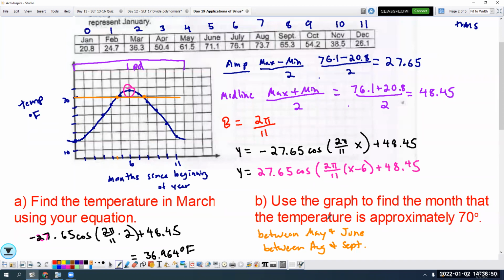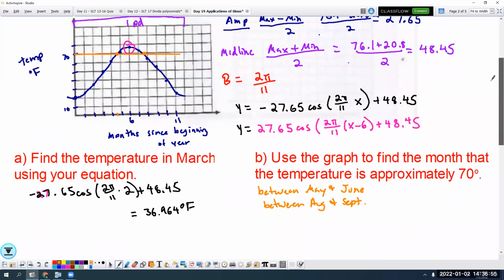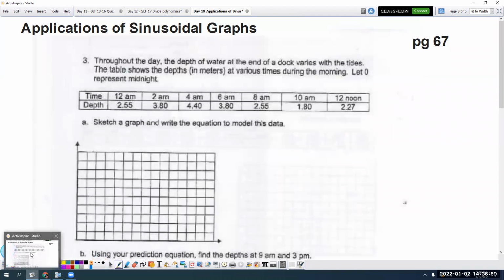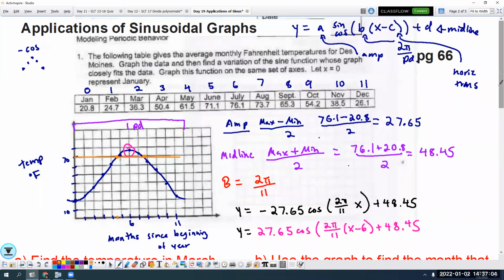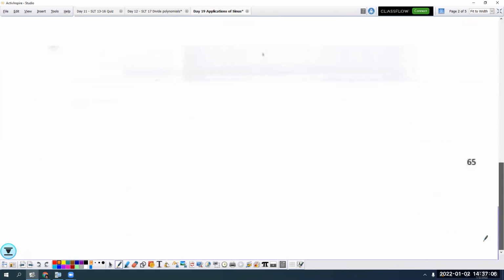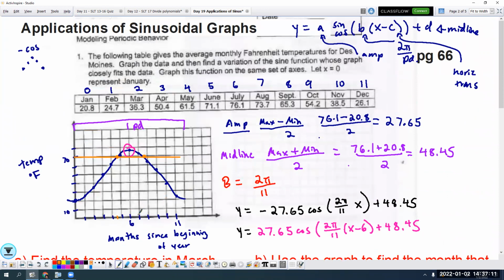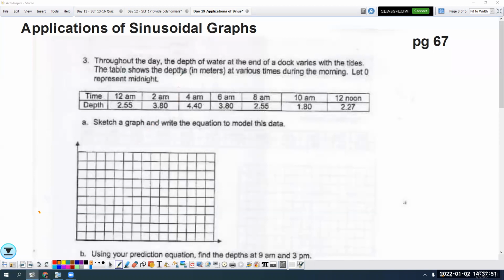Let's look at problem number 2 on page 66. Take a moment, pause the video, and read problem number 2. Where is it? Yes, we're not doing problem number 2. It's missing. We're going to go straight to problem number 3. Okay, so take a moment, pause the video, and on page 67, read problem number 3.